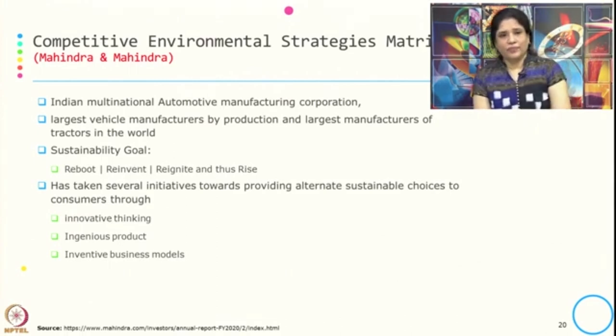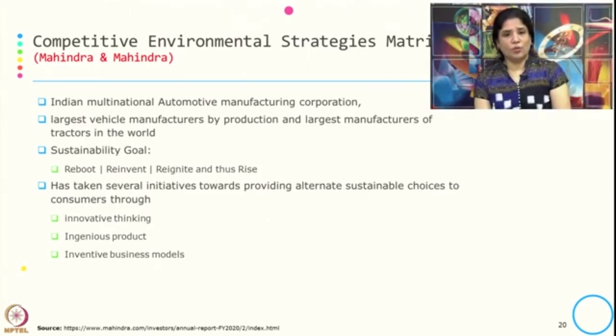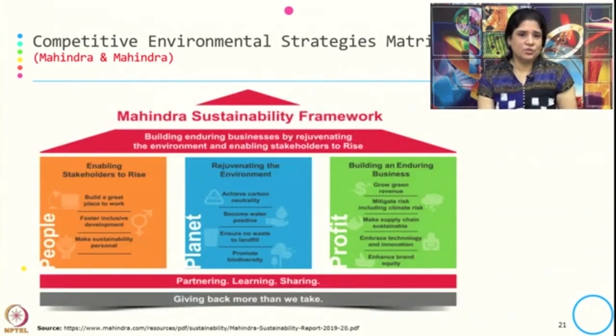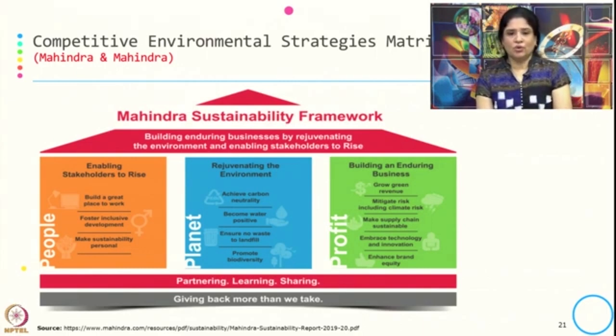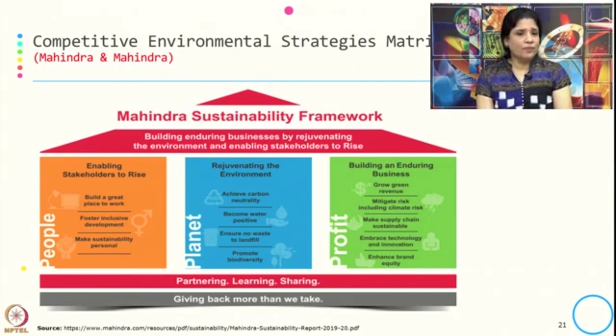Now coming to the next company profile we have chosen, that is Mahindra and Mahindra. They are an MNC automotive manufacturing corporation, the largest vehicle manufacturer by production and the largest manufacturer of tractors in the world. Their sustainability goal is Reboot, Reinvent, Reignite and thus Rise. They have taken several initiatives towards providing alternate sustainable choices to the consumer through thinking, product and business model. This is the sustainability framework for Mahindra. The tagline is partnering, learning and sharing, giving more rather than what we take from our ecosystem.